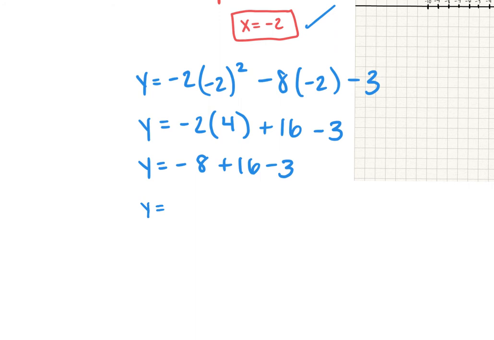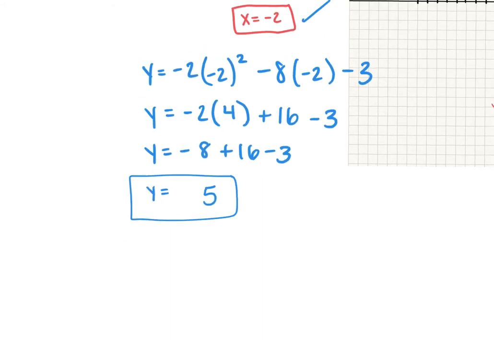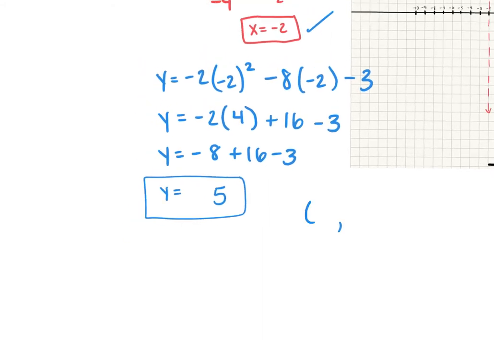Close. +5. Did you get that same thing, Ashton? Beautiful. Okay. So my point of my vertex is something, comma, something.